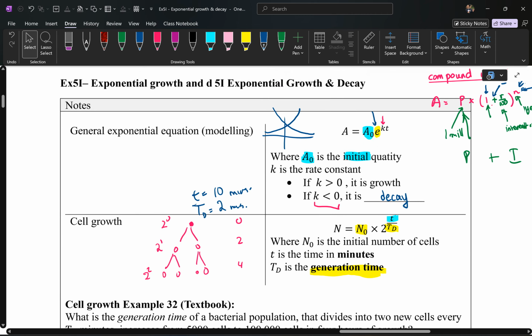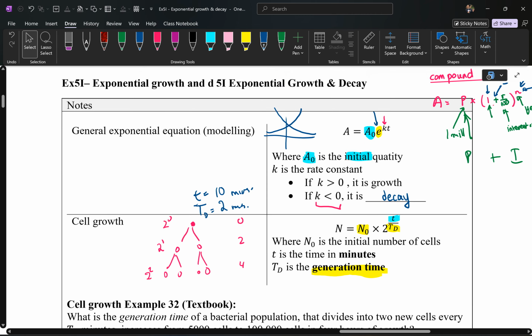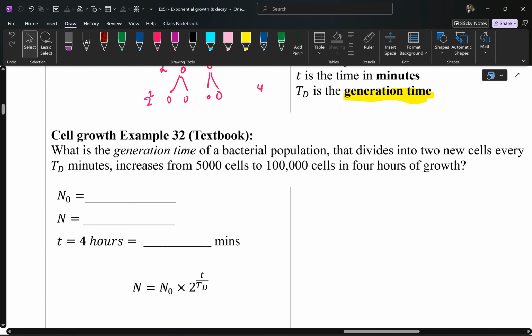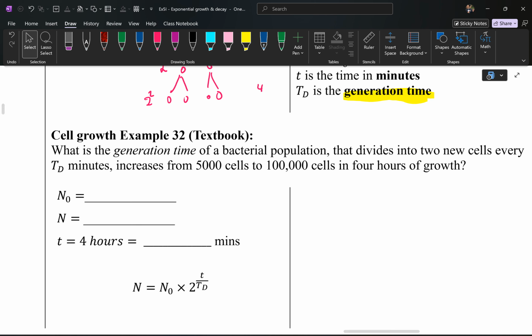Nothing too crazy. It's just that when you read a problem without understanding that, you might be lost on what you need to do. So here, let's do a model from your example 32. What is the generation time? They want to figure out how long it takes a cell to split itself into two. How long will it take for it to split into two?